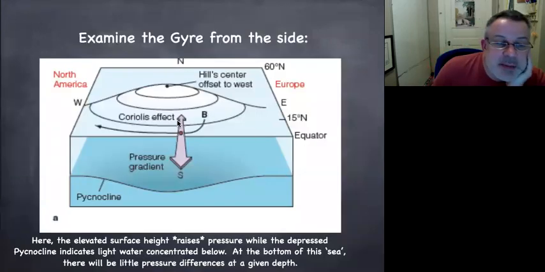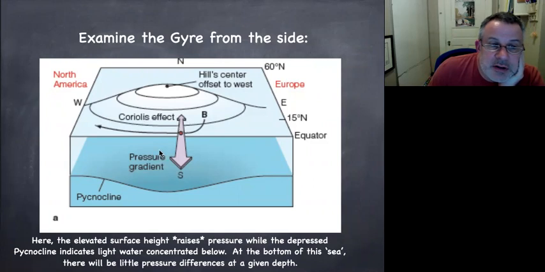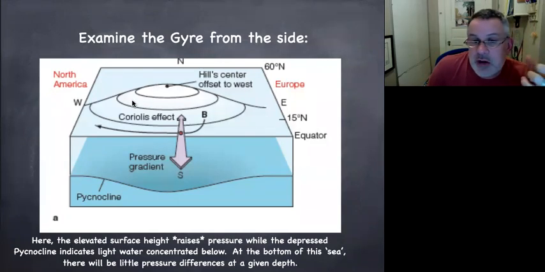Okay, let's think about it from the pressure gradient force, looking from the side. All right, we've got a sea surface high. It happens at the convergence of the Ekman transports. We've got a pycnocline depression underneath.